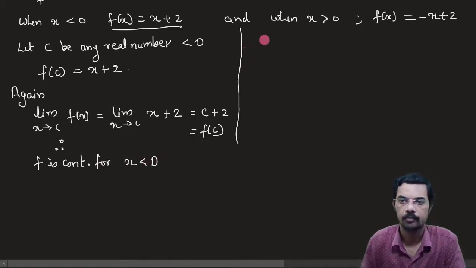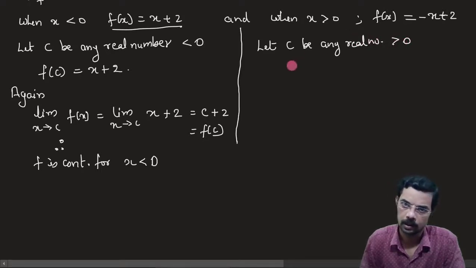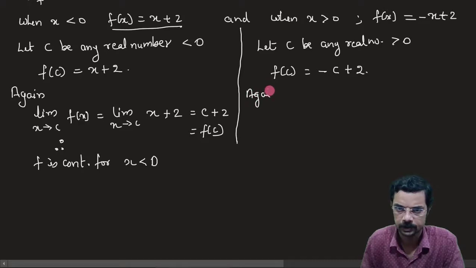Same way for this definition, let us check. So let c be any real number which is greater than 0. Okay, then what will be f of c? f of c will be equal to the value of the polynomial, that is, just put x equal to c and we get the value of the polynomial, right? So again, same way, we will check the limit as x tends to c both from the left and right of that particular real number c.